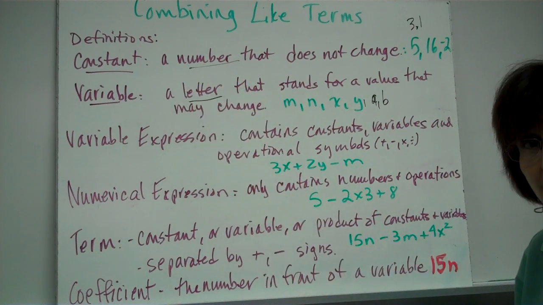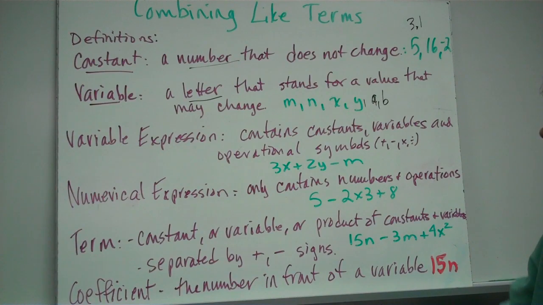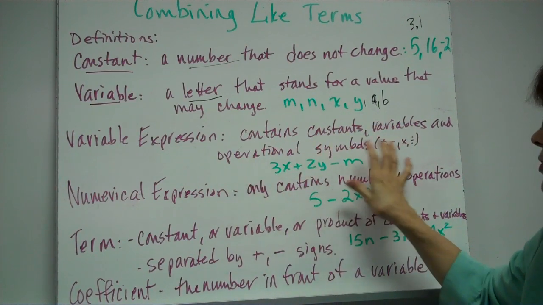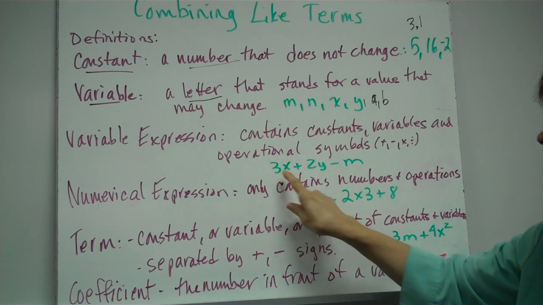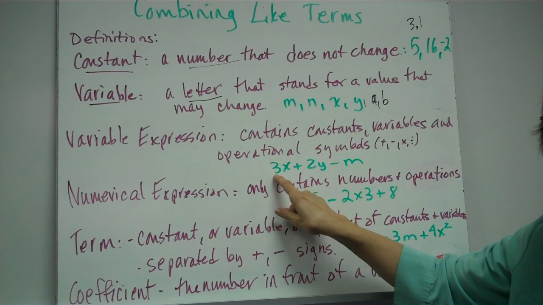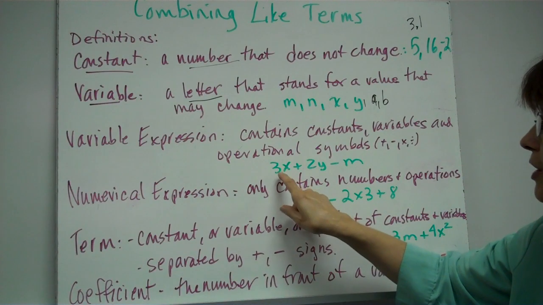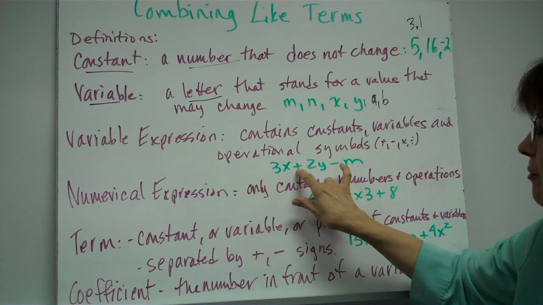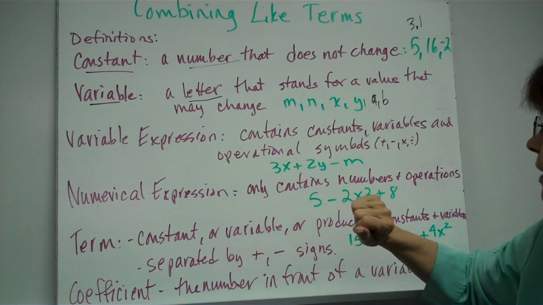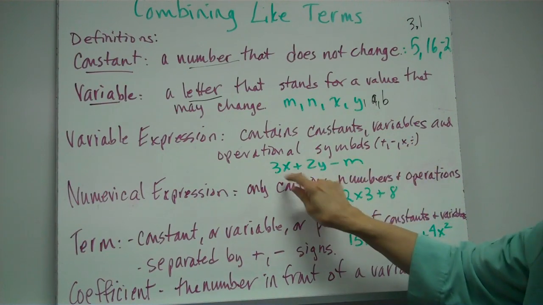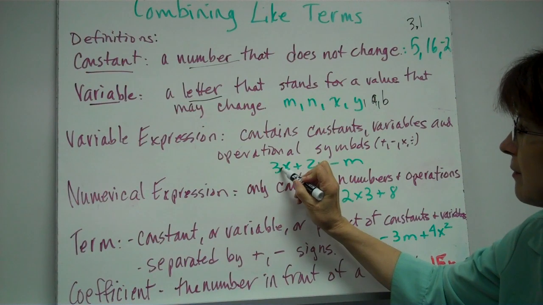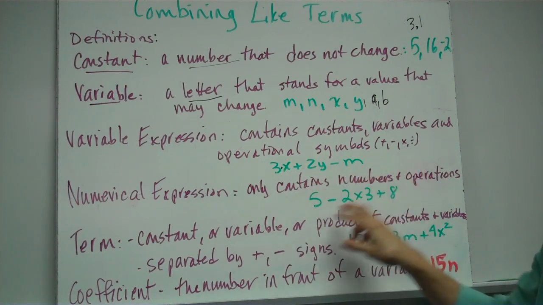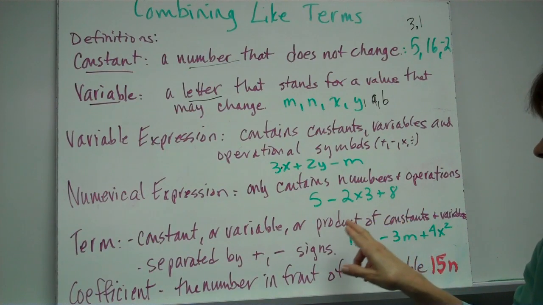A variable expression is going to contain constants, variables, and operational symbols, or can also contain a combination. Like here, that's a variable and a constant, and we call that the coefficient, which we'll learn later. But basically, you could have a combination of variables and numbers, but they're all separated by plus and minus, okay? And of course, you have the times and dividing, but you don't really see the times, but it's right there. Numerical expression we talked about before, but it only contains numbers. That's what we use for order of operations.